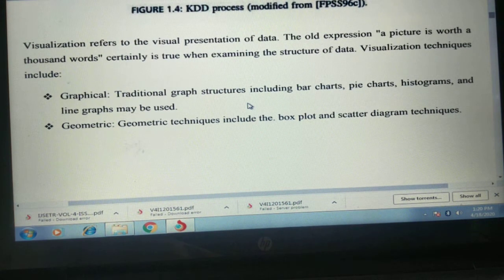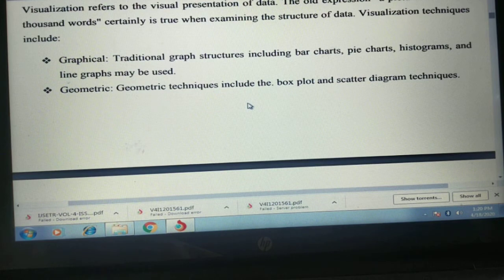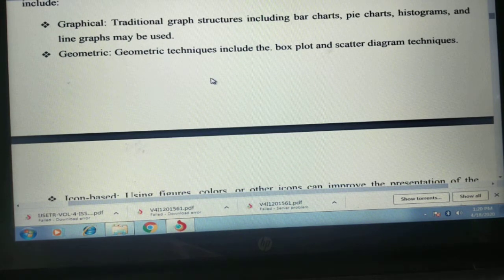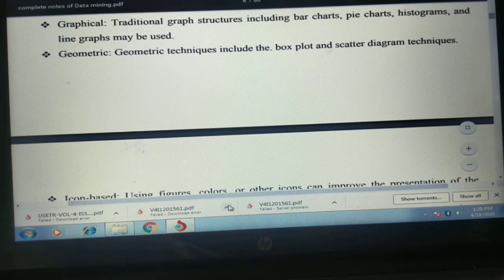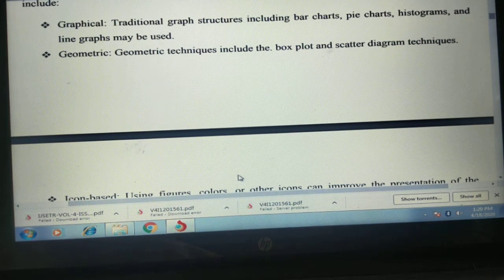The visualization techniques include the following. One is the graphical technique, in which we use traditional graph structures like pie chart, histogram, bar chart, and so on and so forth. The next is geometric. This technique includes the box plot or scatter diagram technique. We know what a box plot or scatter diagram is, so we are not going into the detail of that.